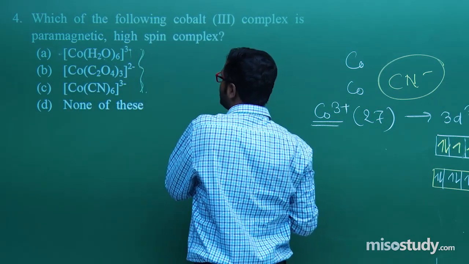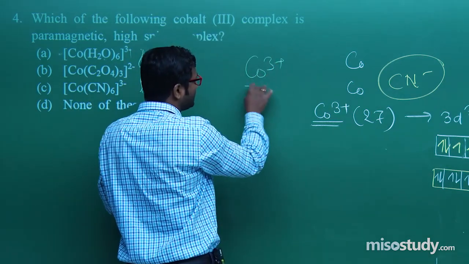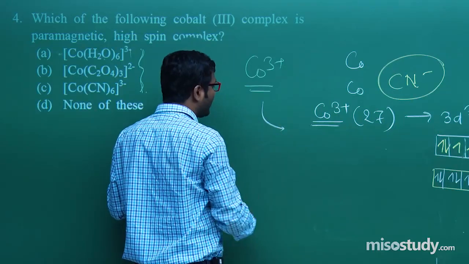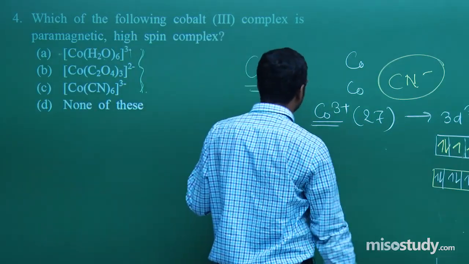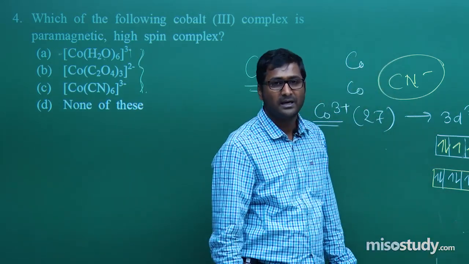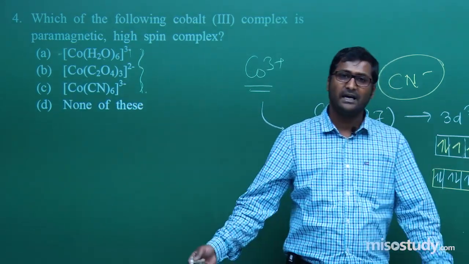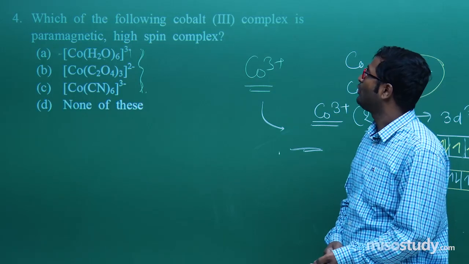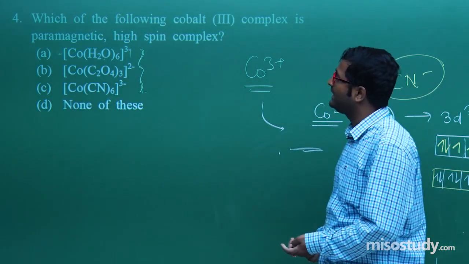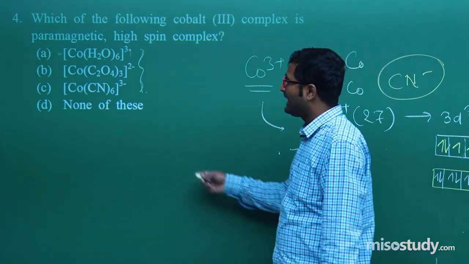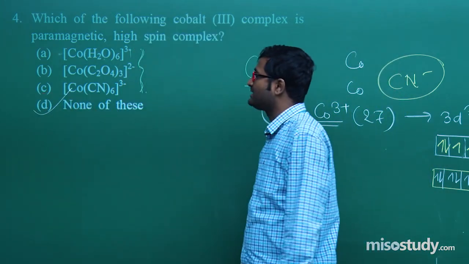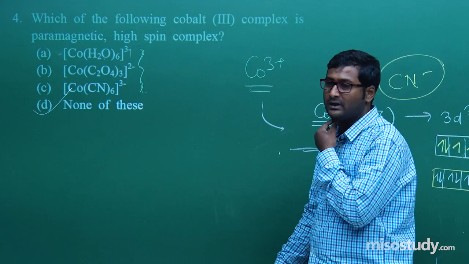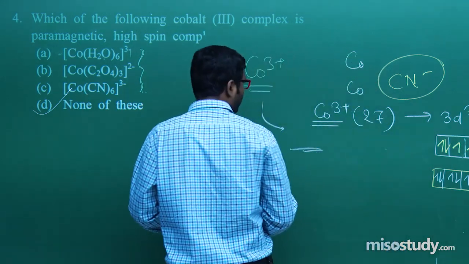If I talk about the other complex, here cobalt is in 3+ oxidation state. In this case H2O will work as a strong field ligand. Due to this, again pairing will take place, so it will form an inner orbital complex, low spin and diamagnetic in nature. So which of the following cobalt complexes is a paramagnetic high spin complex? None. So the answer of this question is none of these. Clear, friend? If you have any doubt, you can easily approach me.